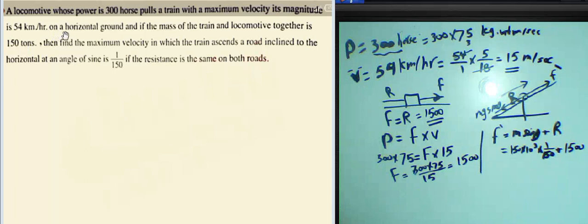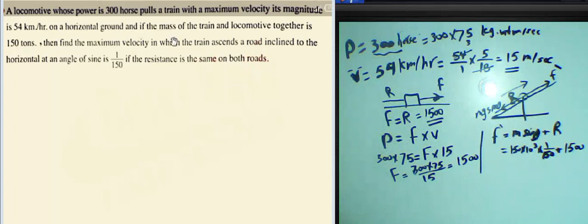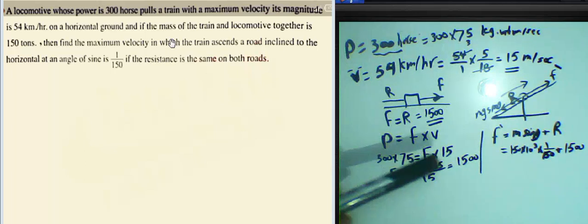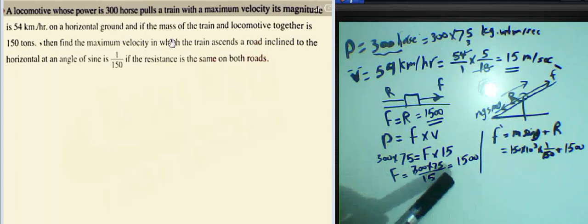And it tells us on horizontal ground. Horizontal meaning F equals R. The force equals R. Okay, we can get the force by this information. Power equals F multiplied by V, the force multiplied by velocity. We put the power 300 multiplied by 75 equals force times velocity 15, and divide 300 times 75 by 15 equals 1500. We will get the force equals 1500.